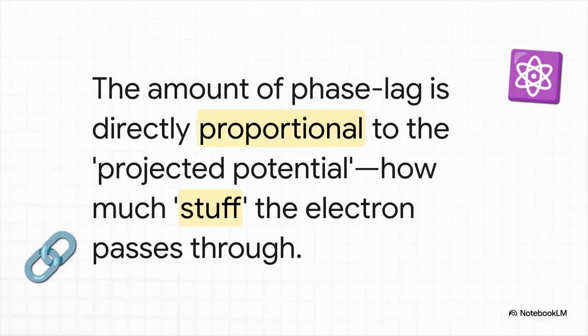And here's the really elegant part. The more stuff the electron passes through, like a heavier atom or a column of atoms, the deeper that trough is, and the more the wave bunches up. So there's a direct connection.